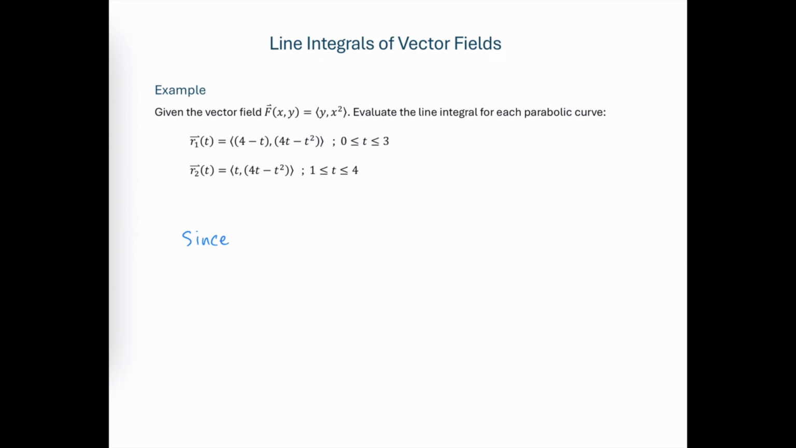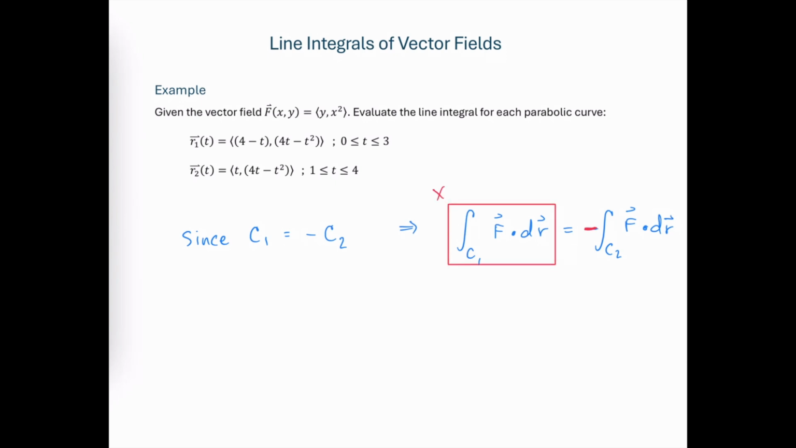So since path C1 is the same as path C2 but traveling in the opposite direction, we can actually calculate the work done on just one of those paths, and then we'll be able to take a shortcut and say that the work done along path C2, since it's in the opposite direction, is going to be the same work except for being opposite in sign. So we need only to calculate one line integral. And let's select path C1.